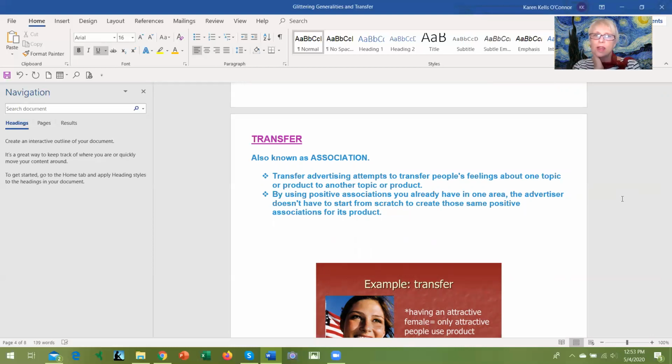So let me read this. Transfer advertising attempts to transfer people's feelings about one topic or product to another topic or product. I'll show you some examples in a minute. By using positive associations that you already have in one area, like puppies or the American flag or a happy family having a picnic, the advertiser doesn't have to start from scratch to create those same positive associations for its product. You already have those associations, so they're just using them to suck you in.